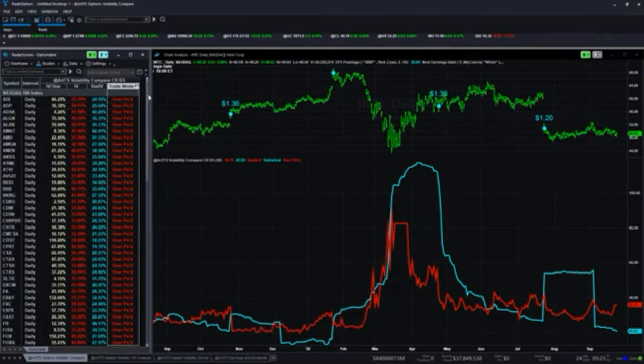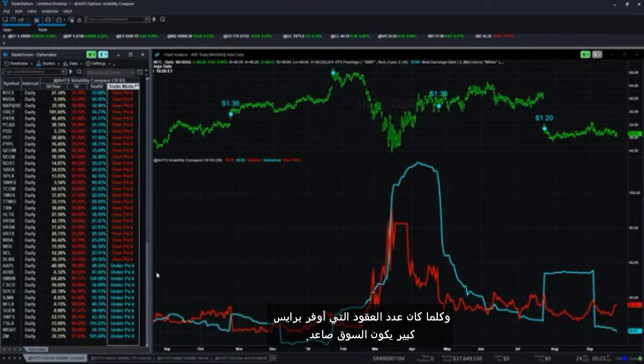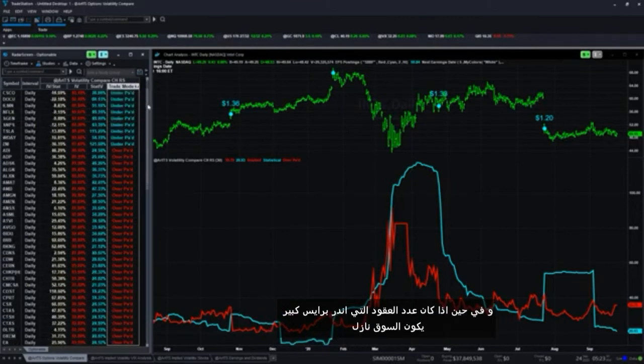It also makes a nice sentiment indicator. When there's more overpriced, the market is typically in a bearish mode. And when there's more underpriced, the market is typically in a bullish mode.